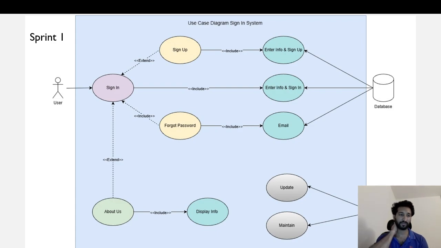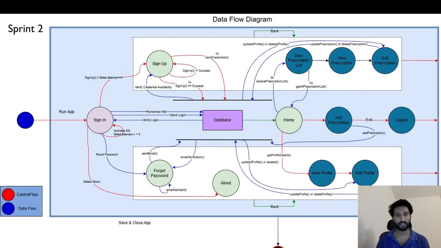So, the use case diagram. I have already developed this and already shown how this use case works. Now the data flow diagram. This is the data flow diagram I am using, showing how the entire flow will go, control flow and data flow. Red color is the control flow and blue color is the data flow.